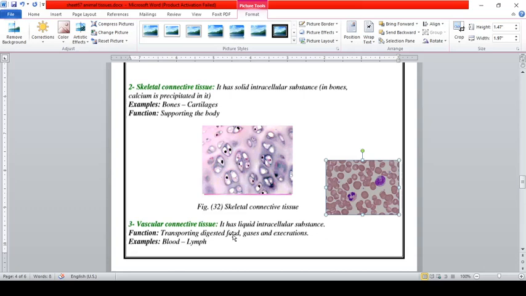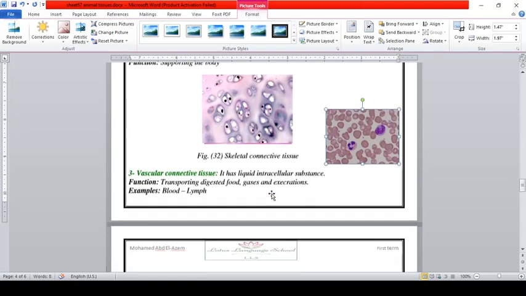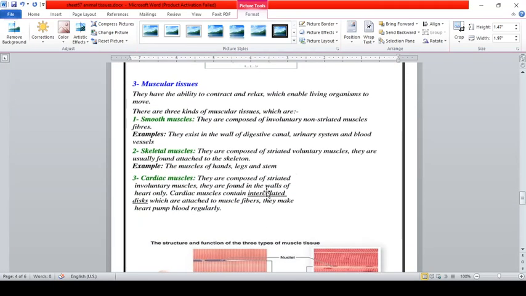So what is the difference between blood and lymph? They both have liquid intercellular substances, but the difference: blood consists of two types, cells and plasma. Cells like RBCs, red blood cells, WBCs, white blood cells, and platelets, and the plasma. But lymph consists of the plasma and all components of the plasma and a large number of white blood cells.